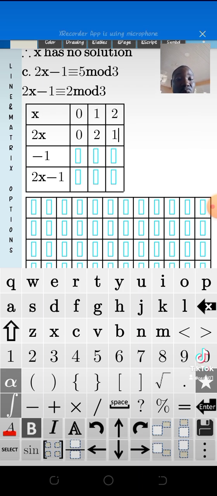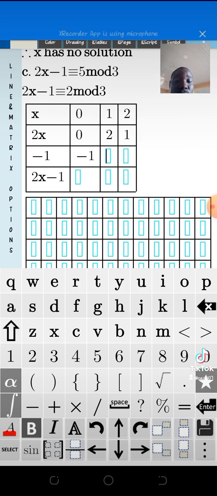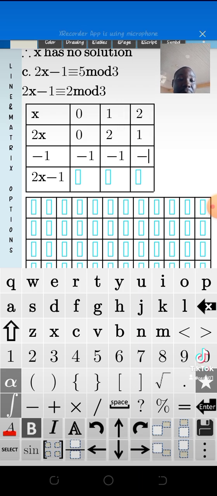All right. So quickly, minus 1 is constant, so it remains constant. You have minus 1, minus 1, minus 1. Okay, then let's combine now. 2x minus 1 simply means 0 minus 1. 0 minus 1 is minus 1 normally, but since we are dealing with mod 3, you are going to add the closest multiple of 3 to convert the minus 1 to 0 or positive. And minus 1 plus 3 is just 2. Okay, so you have 2 there. Then 2 minus 1 is 1 normally. And then 1 minus 1 is 0.